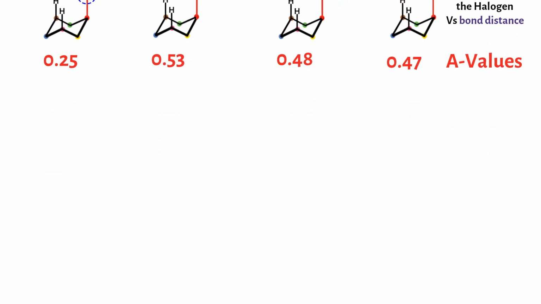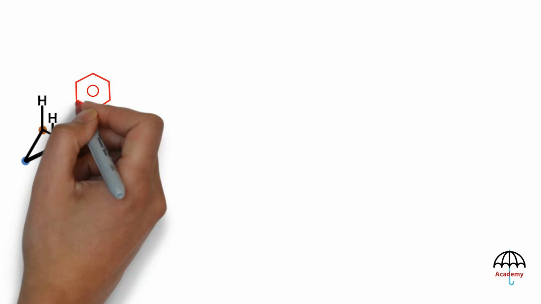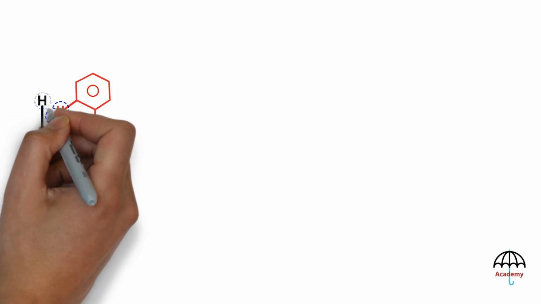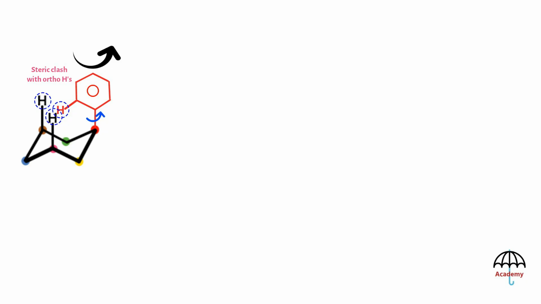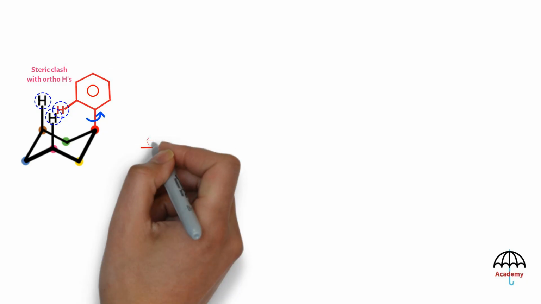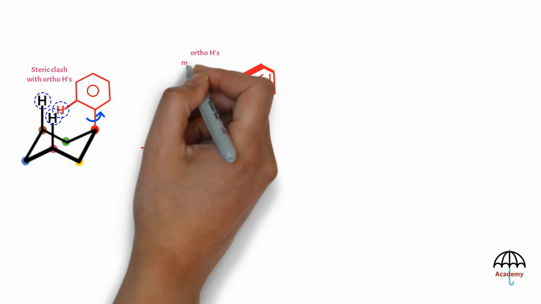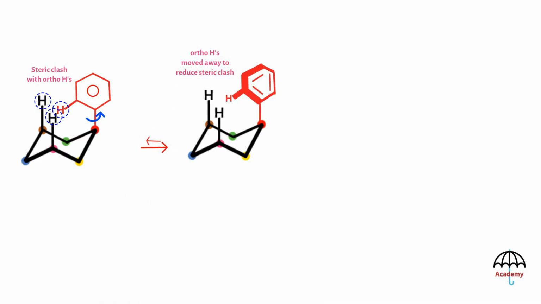In case of axial phenyl ring, the ortho hydrogens should clash with axial hydrogens at C3 and C5. Thus, a larger A value is expected for axial phenyl. However, the phenyl ring and other sp2 hybridized groups orient themselves so as to confront the ring with their flat sides. In other words, the plane of the phenyl is perpendicular or nearly perpendicular to the bisector plane of the cyclohexane ring. Thus, ortho hydrogens are moved away to reduce the steric clash with axial groups at C3 and C5.